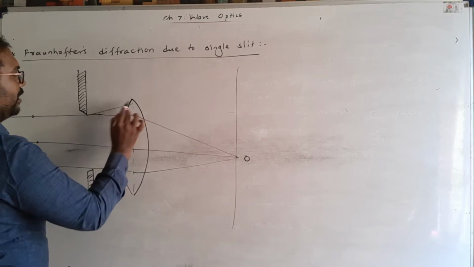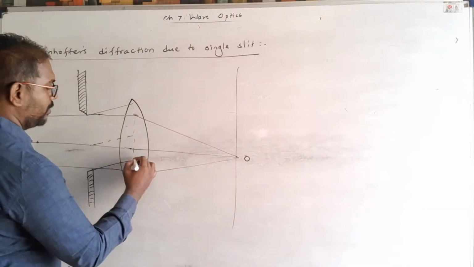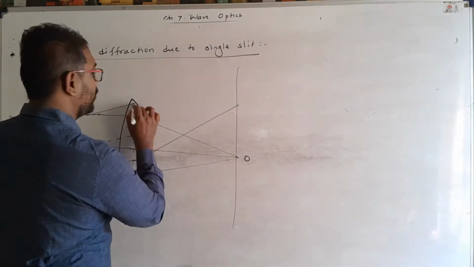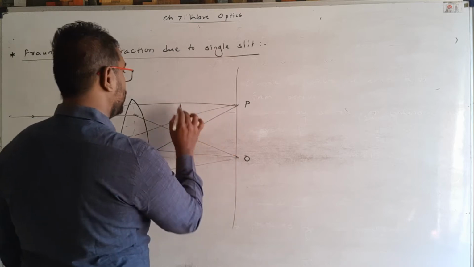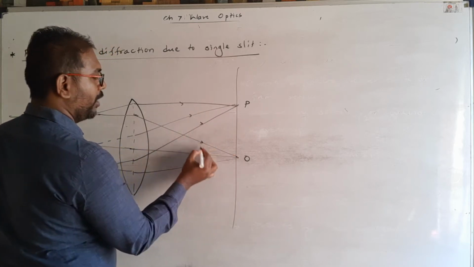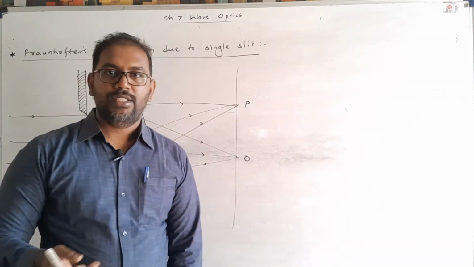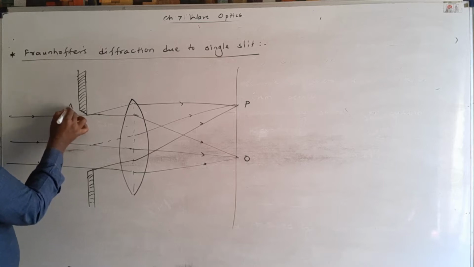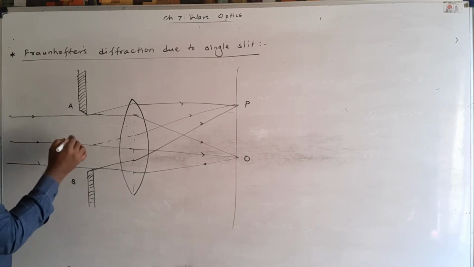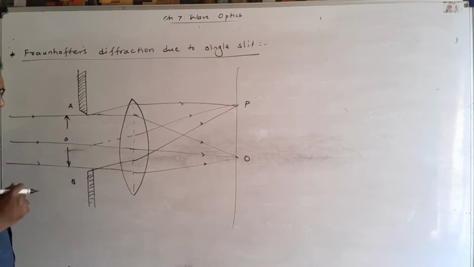And here some light may be diffracted like this. And because of this light, we get here point P. Now this point P may be a bright point, dark point, we don't know. So we don't know here the point P is what. Now here, I can consider this is a slit AB and the width of this slit AB is A. This is slit width A.